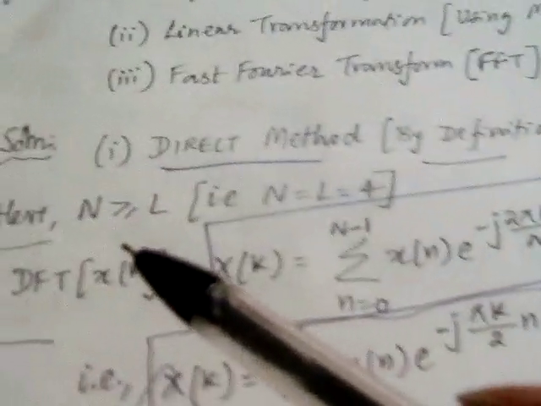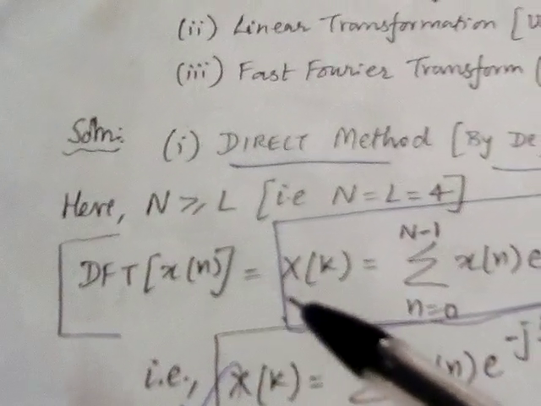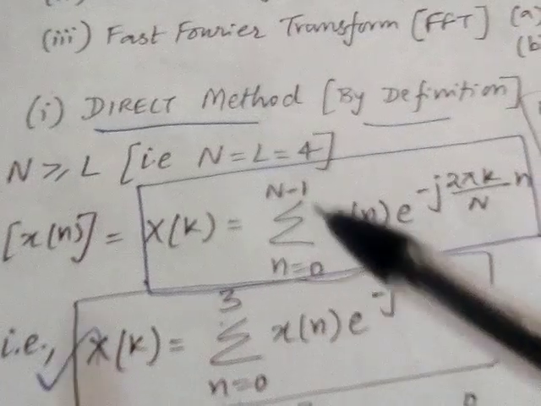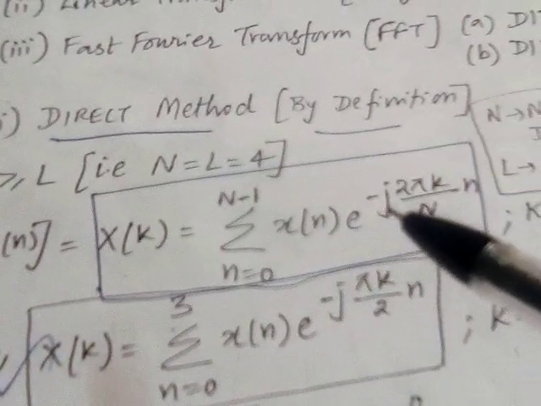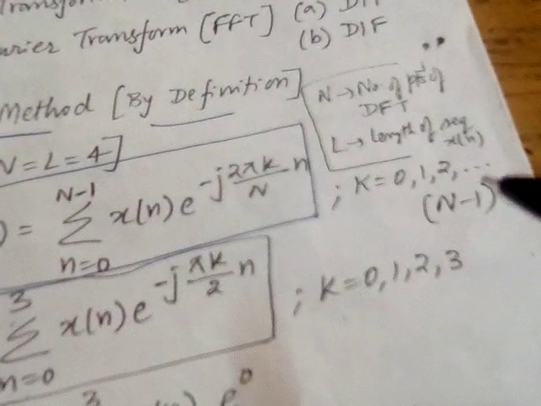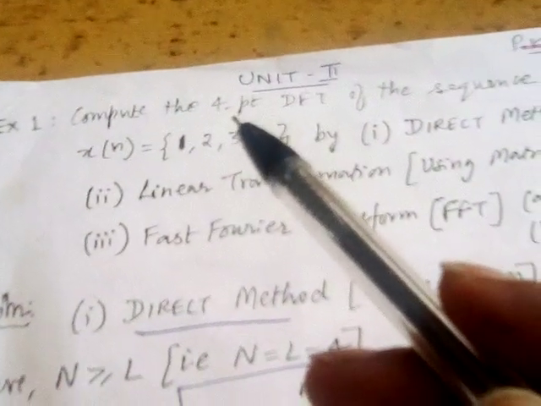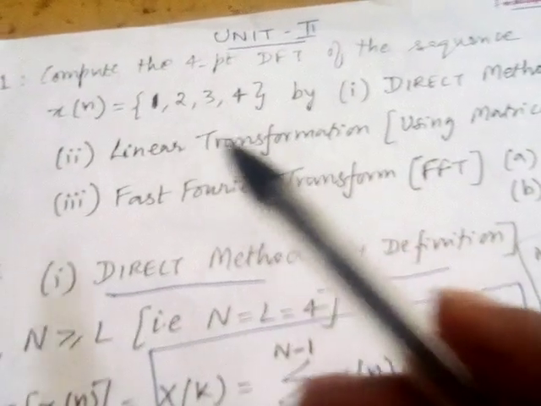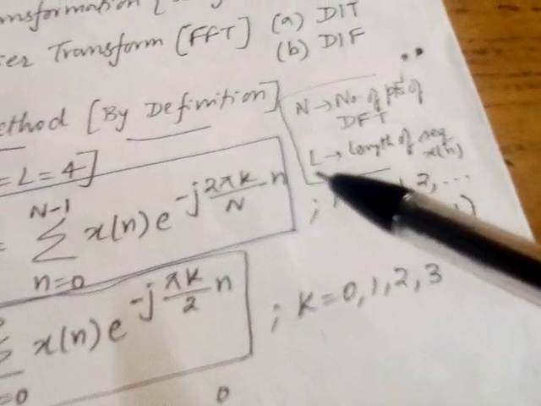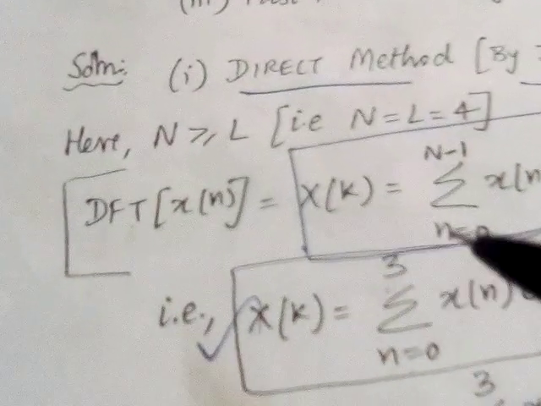As you all know, the definition, when N is greater than or equal to L, the DFT of x of n is X of k equal to sigma n equal to 0 to N minus 1, x of n e power minus j 2 pi k by N into n, where k varies from 0 to N minus 1. Here capital N is the number of points of the DFT, which is given as 4 in the problem. If it is not given, we have to take the length of x of n, which is 4. The length of the samples of x of n we take as L. When the condition N is greater than or equal to L is satisfied, we can do the DFT.